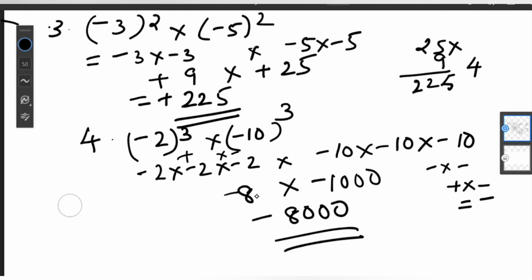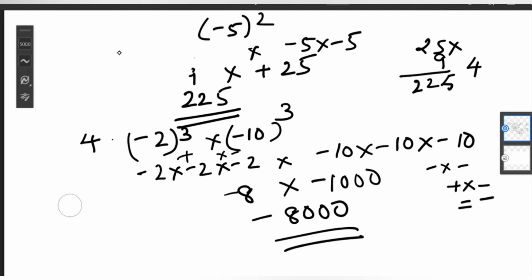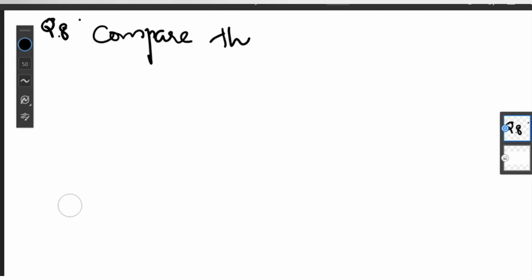Are you able to understand? That is, minus 2 whole cube is minus 8. Minus 10 whole cube is minus 1000. So minus 8 into minus 1000 is minus 8000. Then now we can go to the next problem. Question number 8. What is that? Compare the following numbers. We have to compare the given numbers.